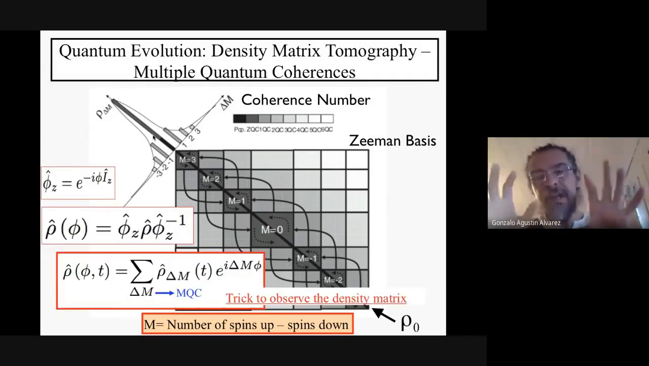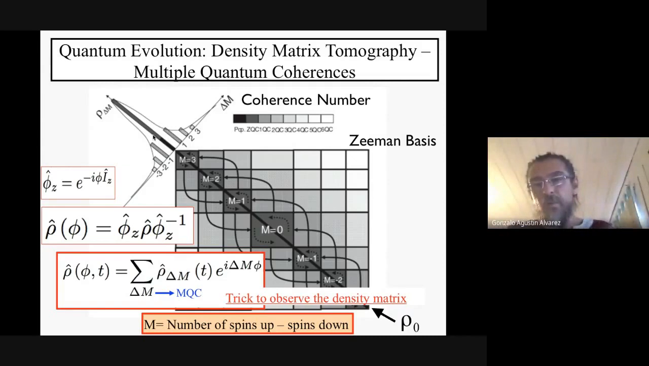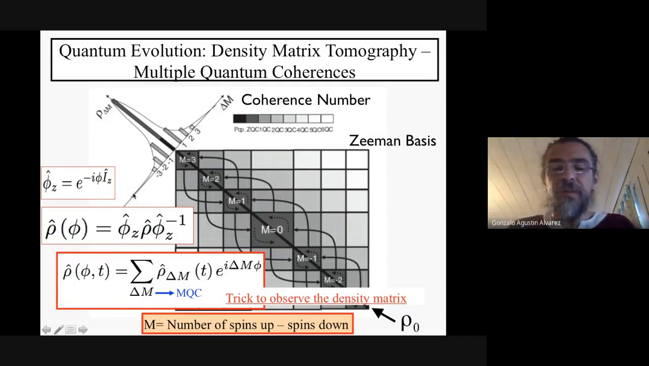What we will do is try to see these multiple quantum coherence elements of the density matrix. To do that, because we cannot do it directly, we use a trick: we propagate this information. What we'll do is apply a rotation around the z axis.